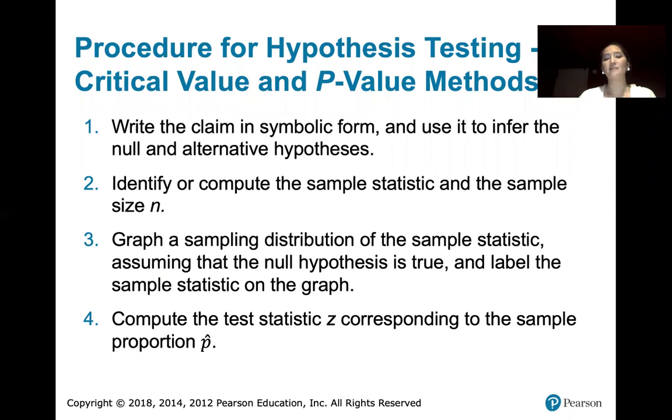Then we want to graph a sampling distribution of the sample statistic, assuming that the null hypothesis is true. That's going to give us the mean of that sampling distribution. Then we also want to label the sample statistic on the graph. And the question to ourselves becomes, is that sample statistic significantly high or significantly low, given that the population proportion is whatever it is stated to be in the null hypothesis? In order to figure that out, we find the corresponding test statistic, which is a z-score. It's going to give us the number of standard deviations p-hat is above or below the mean on that sampling distribution, assuming that the null is true.